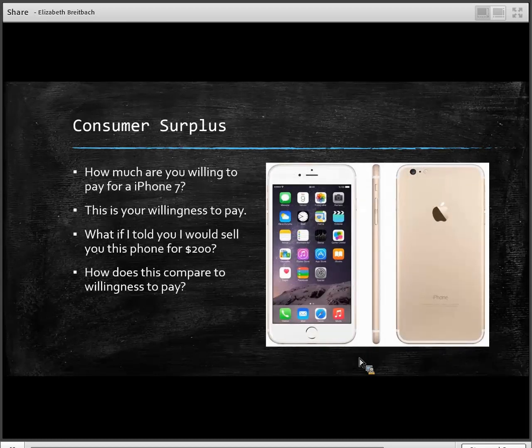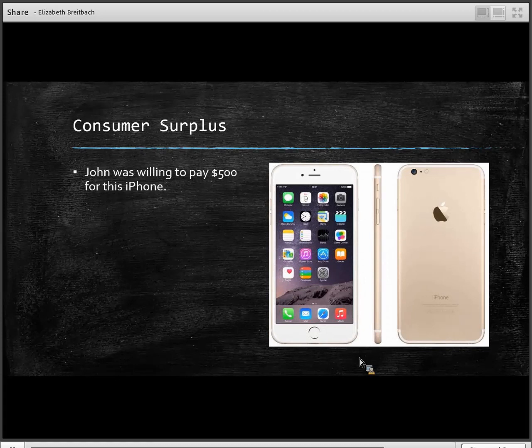In terms of that consumer surplus, let's go back to that iPhone 7 example and think about, again, what was your willingness to pay for the iPhone 7? And then compare that to that $200 price that I gave you. Some of you might not even be in the market. Some of you might say, I wouldn't even purchase this for $200. But let's say that you had that willingness to pay $500, which I think was John. John was willing to pay $500 for this iPhone. So how do we determine his consumer surplus?